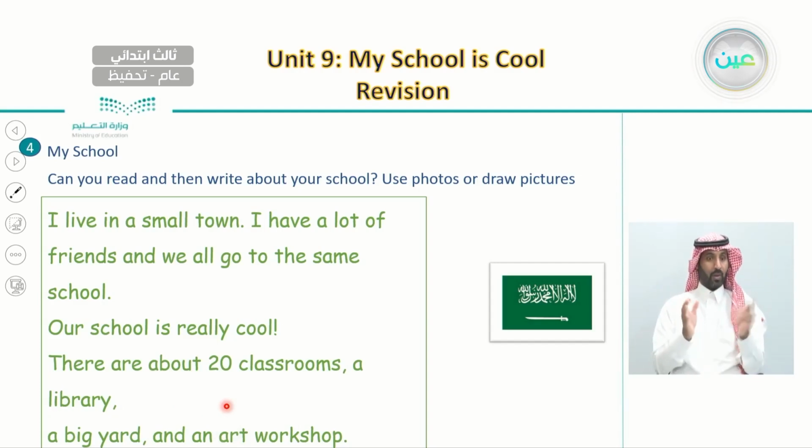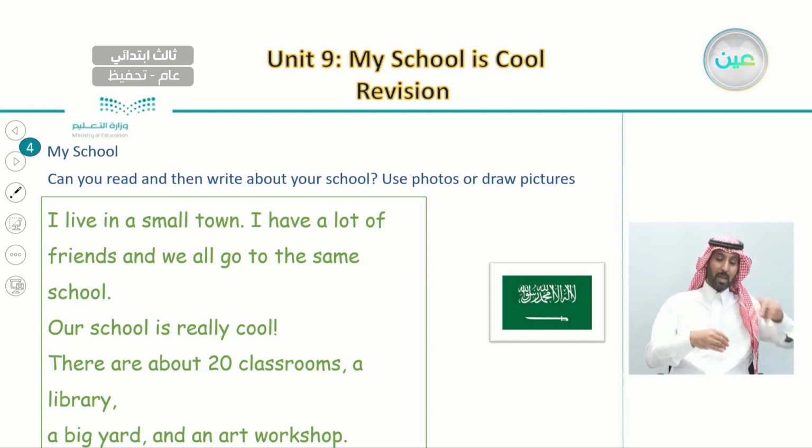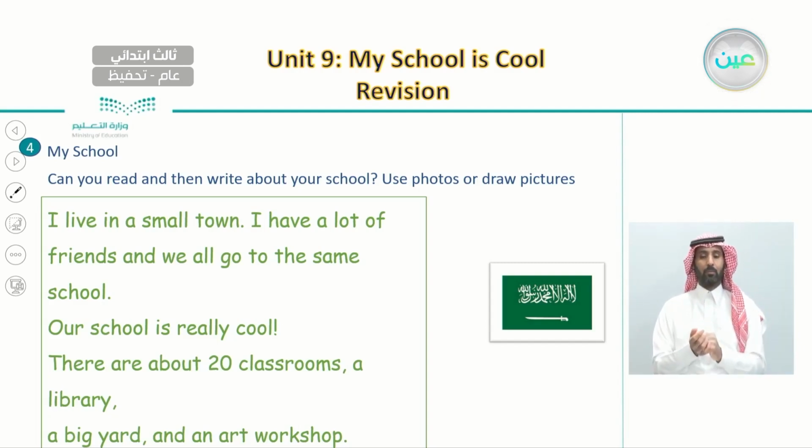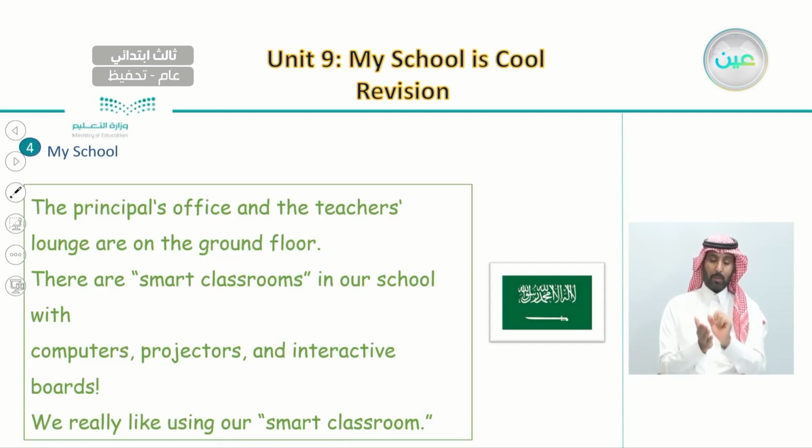So here in the first part of the My School reading, it talks about where my school is. It is in a small town and I have a lot of friends and we all go to the same school in this town. Not only this, but it also talks about how many classrooms he has in his school. He said there are about 20 classrooms and also a library, a big yard, and an art workshop. All of these facilities he has in his school. So let's read the second part.